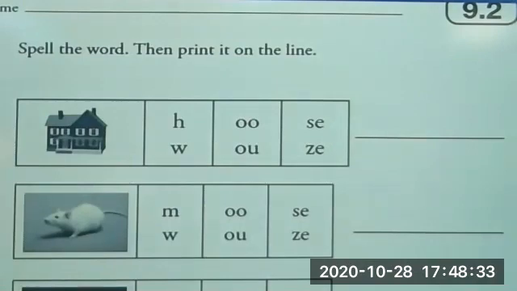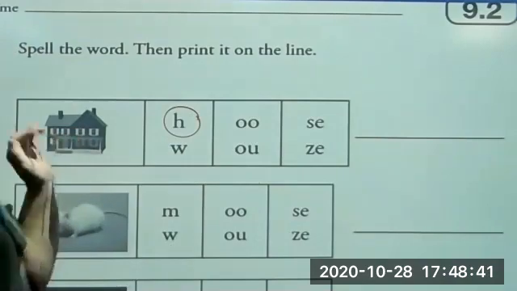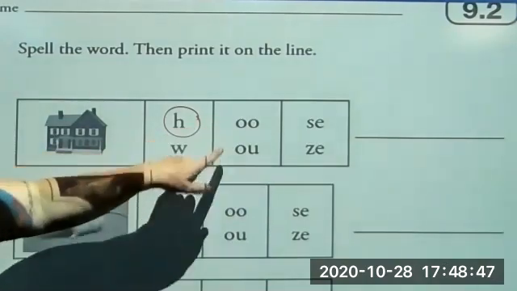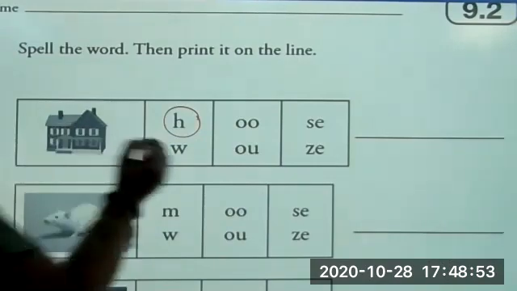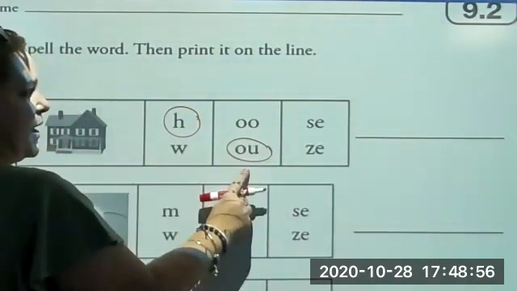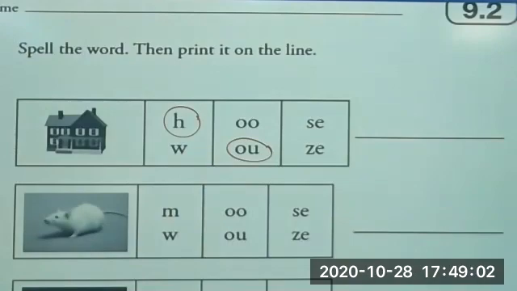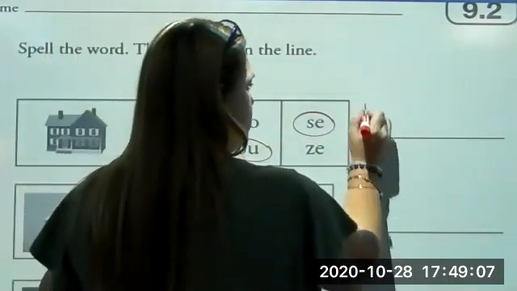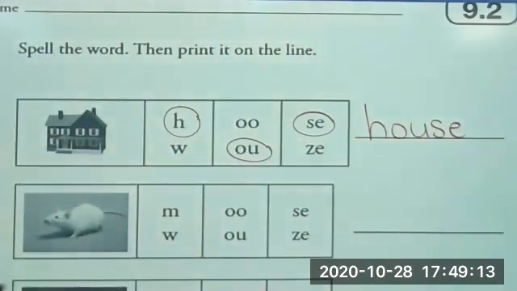Well, I know when I think about the word house, the first sound I hear is h, so that's an H, okay? So the next sound I hear is ow. We've talked about these 2 sounds recently. Which one of these says ow? It's the O-U. Huh, ow. Which one of these says s? The S-E part. So then on the line, I'm going to write the word house. Okay, you understand so far?